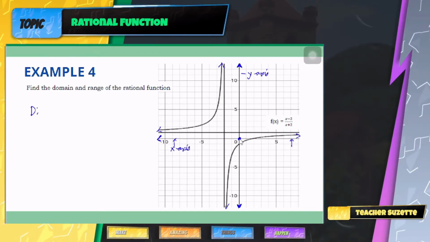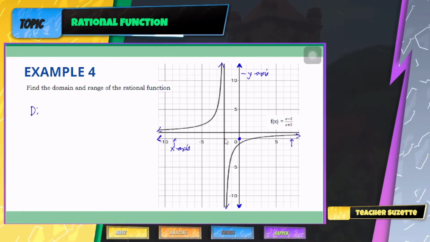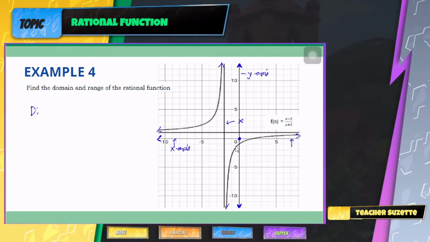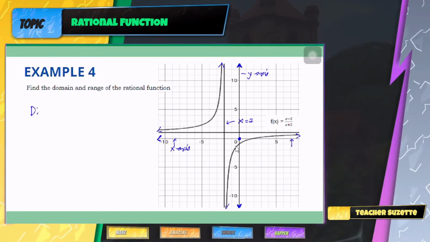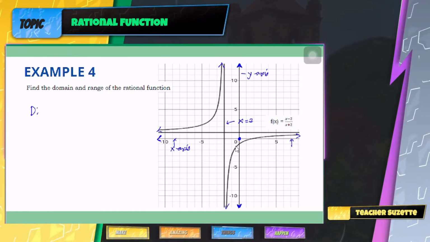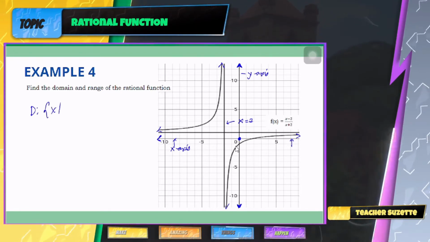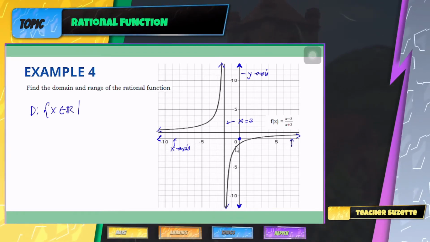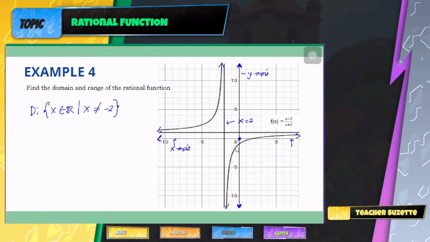So, at specifically daw sa range mo wherein your x is equal to negative 2, nagkaroon ka ng restriction. So, a-approach lang siya. Your x will approach it, but it will not touch your x is equal to negative 2. So, therefore, your x here is the set of real numbers such that x is not equal to negative 2.